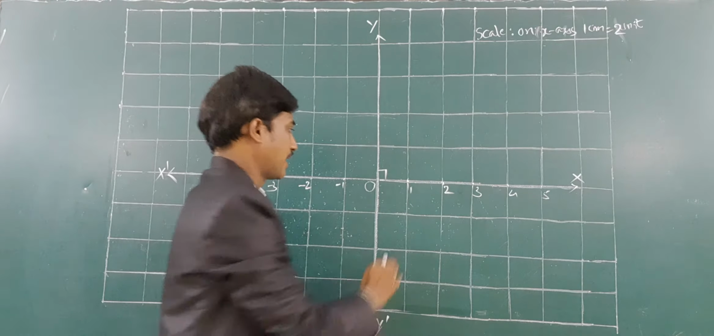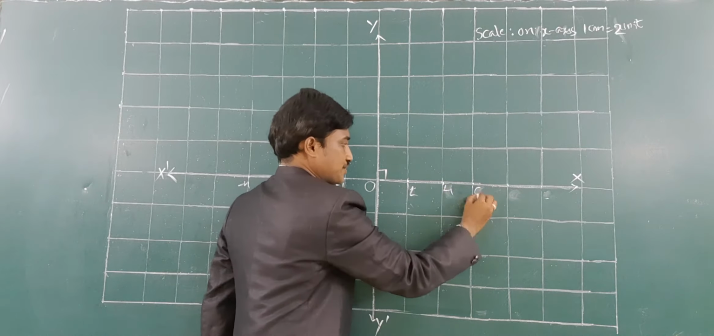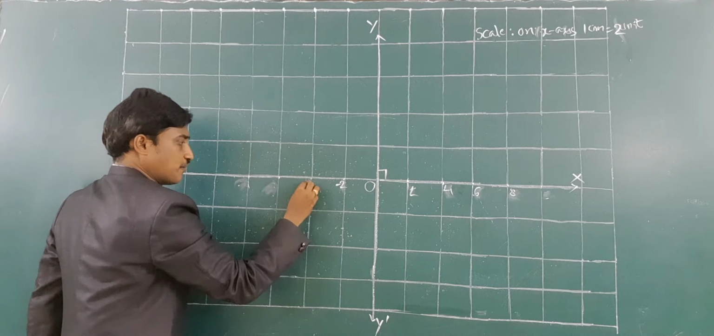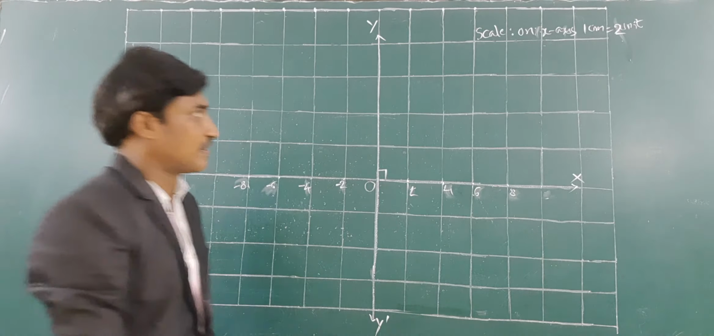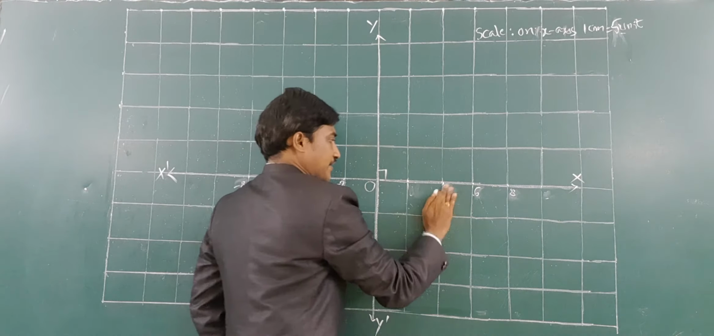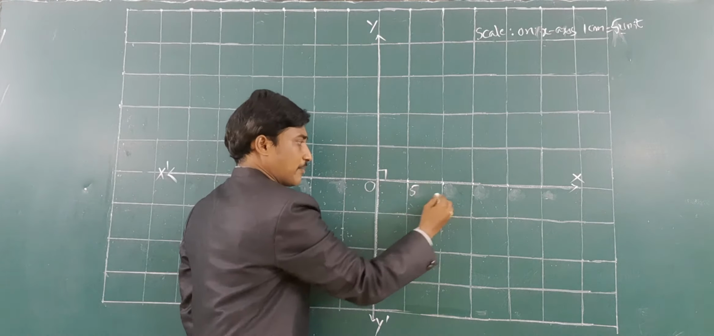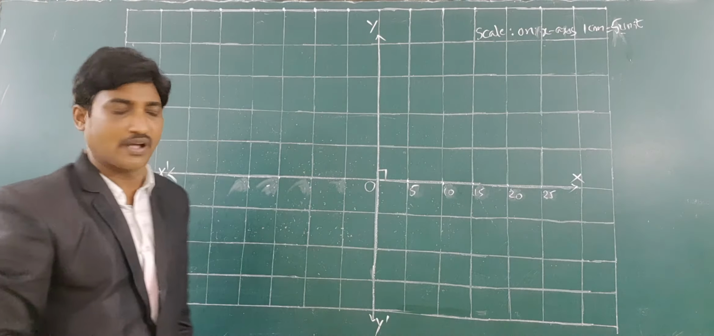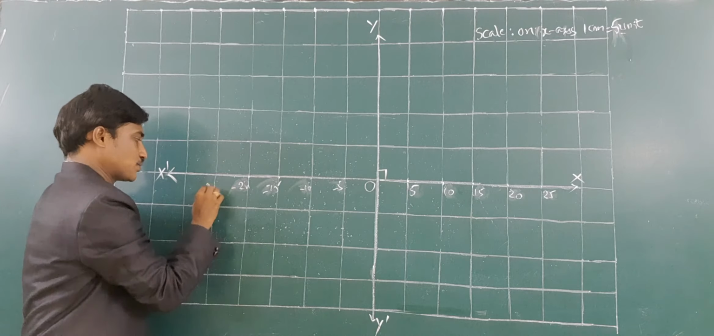If the scale is 1 centimeter equal to 2 units, then we take 2, 2 plus 2 is 4, 4 plus 2 is 6, 6 plus 2 is 8, and so on. At the left side, minus 2, minus 4, minus 6, minus 8. In this manner, we take. If the scale is 5 units, we mark these points as 5, 5 plus 5 is 10, 10 plus 5 is 15, 15 plus 5 is 20, 20 plus 5 is 25, and so on. On the left, minus 5, minus 10, minus 15, minus 20, minus 25, and so on.